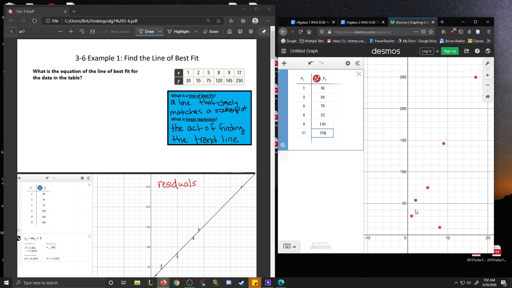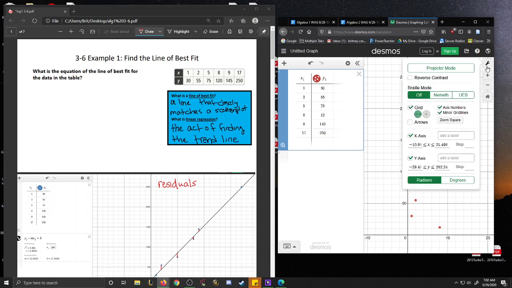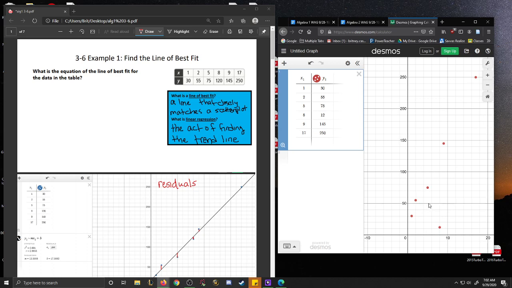So there they are, there are our points. Now you can click this gear up here and adjust your x-axis and y-axis if you need to, so that all your points are on there. Mine's already been adjusted. Mine goes from 0 to 20 because 17 is my biggest number and I wanted a little space. And then it goes from 0 to 275-ish, to give me enough room to have everything on the screen. Now that we have our graph on Desmos, we're going to find the line of best fit.